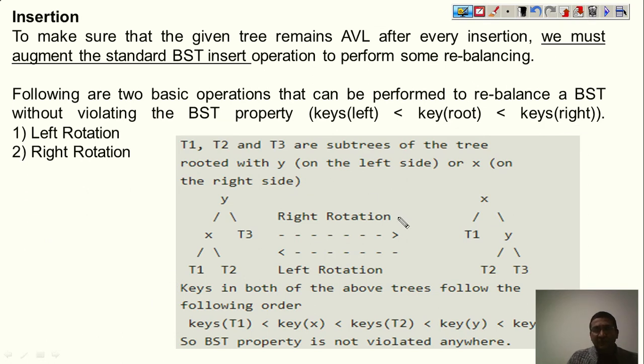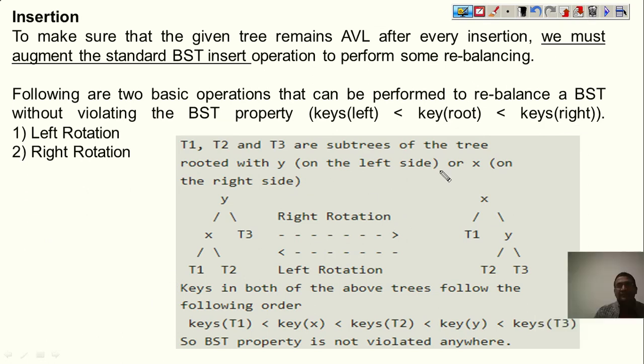Okay, now let us look here to understand in a better way. Let us look at this example and understand what these rotations are and how they are done. T1, T2 and T3 are subtrees of the tree, rooted with Y with X on its left, or X on the right side. So this is one tree given to us. Y is the root and these are the subtrees.